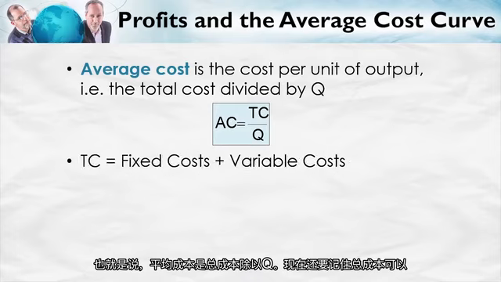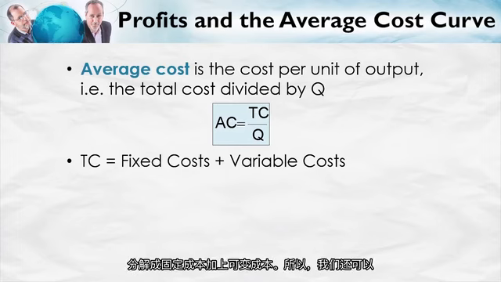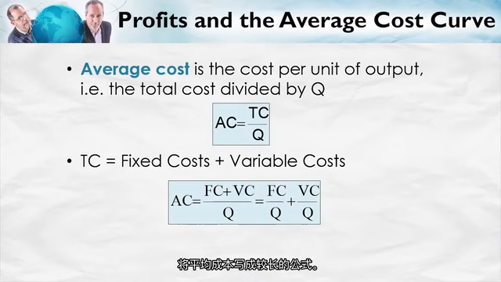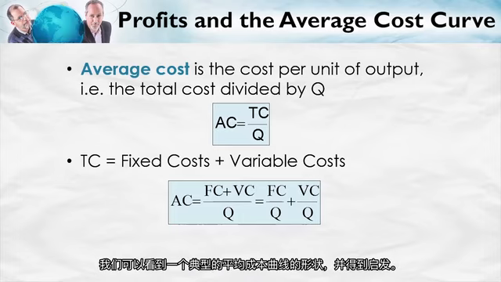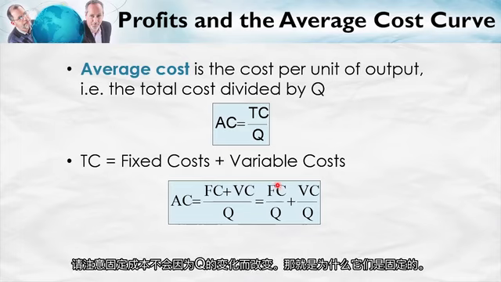Now remember also that total cost can be broken down into fixed costs plus variable costs. So we can also write average cost in a slightly longer format. Average cost is equal to fixed cost divided by Q plus the variable cost divided by Q, the units of output. That's a little bit useful because we were able to get some intuition for the shape of a typical average cost curve. Notice that the fixed costs don't change with Q.